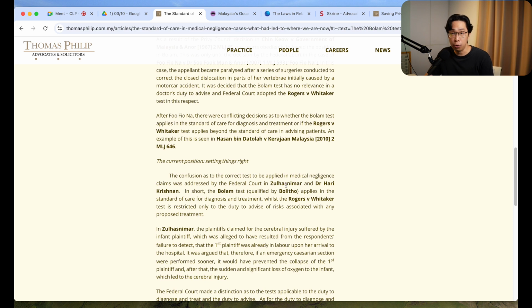The court will follow Rogers and Whitaker and say, instead of using Bolam, where they ask what another reasonable doctor would do, Rogers and Whitaker say it is for the court to decide. So the court will determine whether it is reasonable for the doctor not to mention this risk or not. The court will set the standard. The judge is the one that sets the standard.